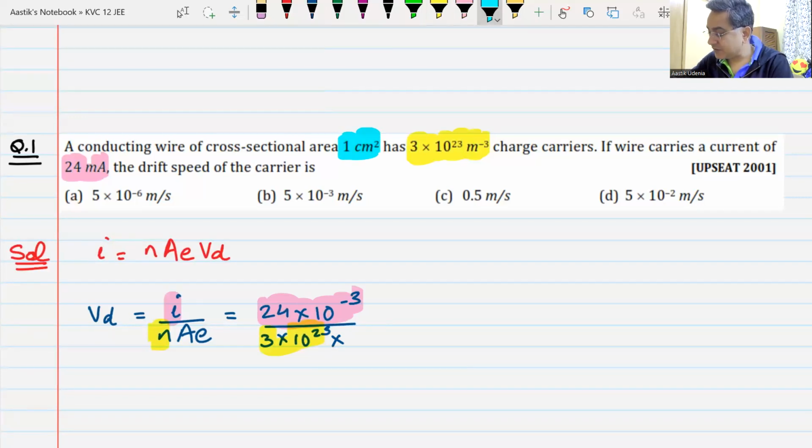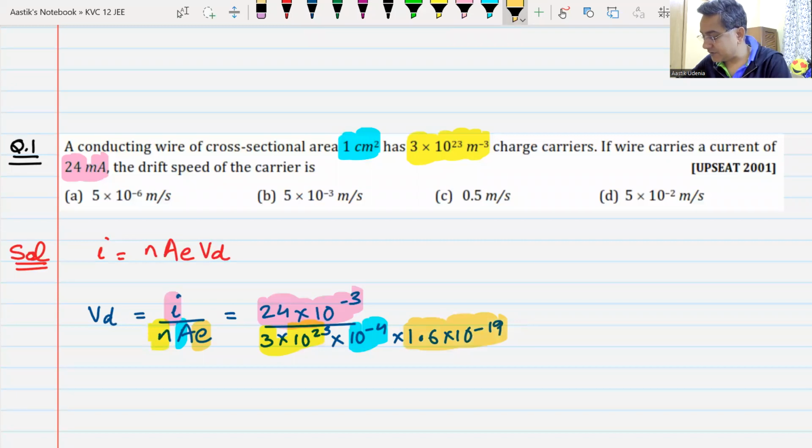Area is given as 1 centimeter square, which is 10 raised to the power minus 4 meter square. Remember, everything has to be in SI units, multiplied by the charge of an electron. What is the charge of an electron? You should know it: 1.6 into 10 raised to the power minus 19 coulombs. Put in the values, get the answer, and stay happy.